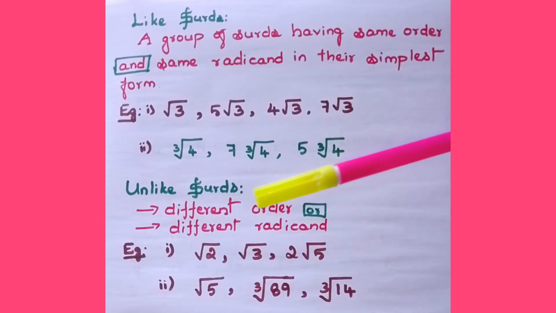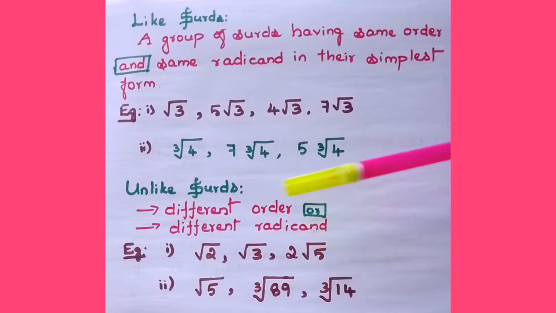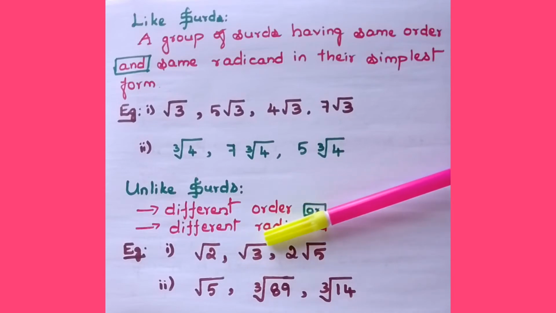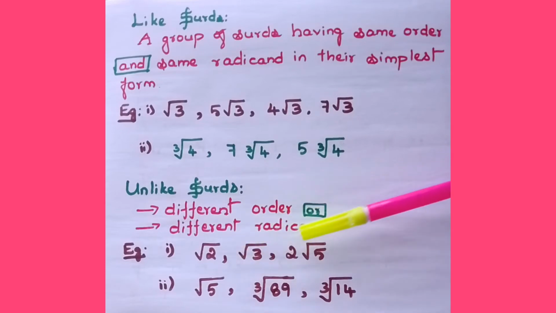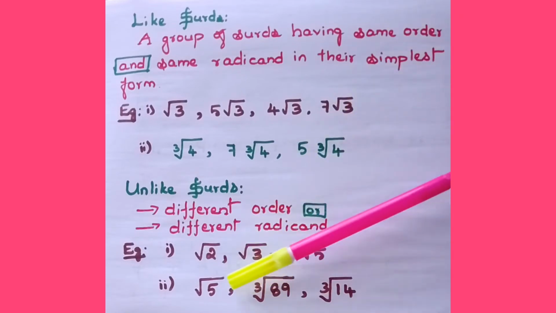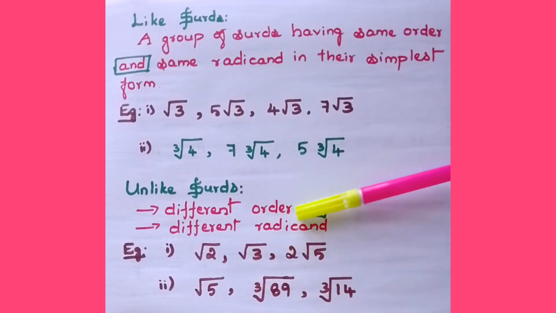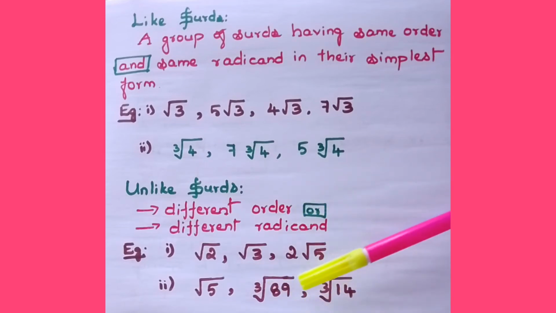Unlike surds: a group of surds having different order or different radicand in their simplest form are called unlike surds. Example, here square root of 2, square root of 3 and 2 square root of 5. Here the order is the same but the radicand is different. If any one of these is changed, then they are unlike surds. Here square root of 5, cube root of 89, cube root of 14. Neither the order is the same nor the radicands are the same. Hence, these are also examples of unlike surds.